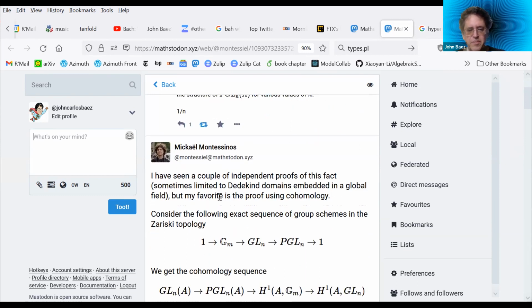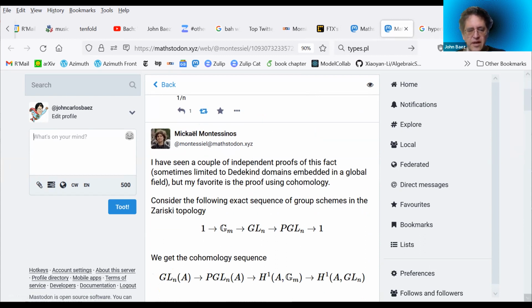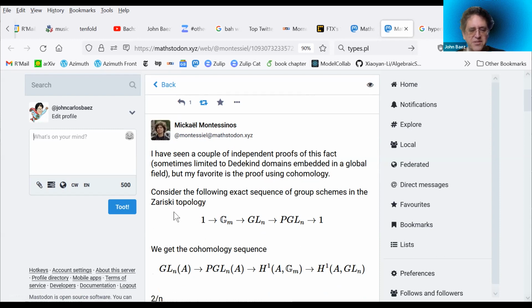So, I've seen a couple of independent proofs of this fact, sometimes limited to Dedekind domains embedded in a global field. But my favorite is the proof using cohomology. I know I like cohomology better than you, but my ears perked up when I heard this. So consider the following exact sequence of group schemes. I'm going to try to avoid all technical details, but I do have a couple of questions about semi-technical details, but go ahead.